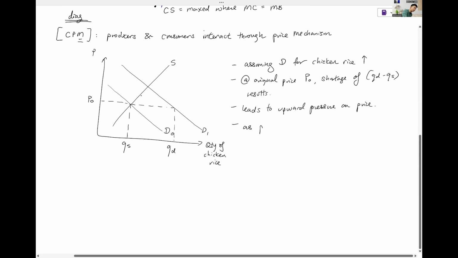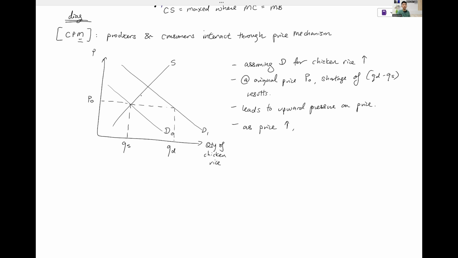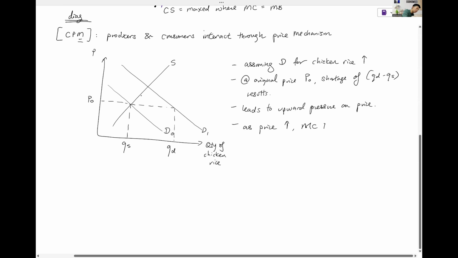As price rises, can anyone tell me, for the consumer, what is the price representing? For consumers, price equals their what? Marginal cost. Very good. Marginal cost rises for consumers. So naturally, they will consume less, which means a fall in quantity demanded.